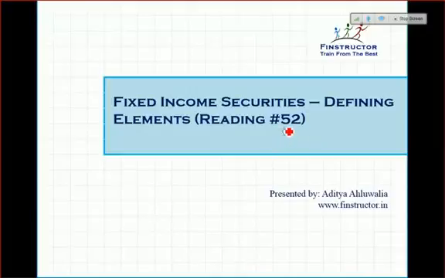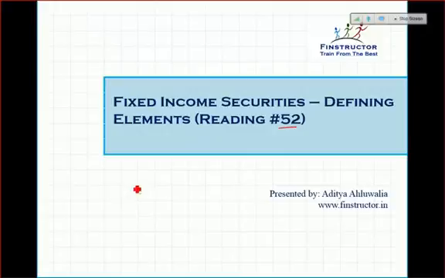So we'll start with reading number 52 of the level 1 curriculum, which will talk about the defining elements of fixed income securities. To begin with, let's revise that when any corporation or individual begins a business or a new industry, we generally require some capital to be put in. That capital can come into the company from two sources. One is equity and the other is debt, broadly speaking.